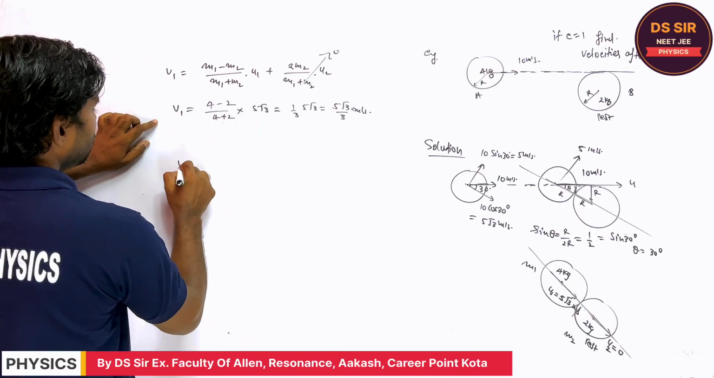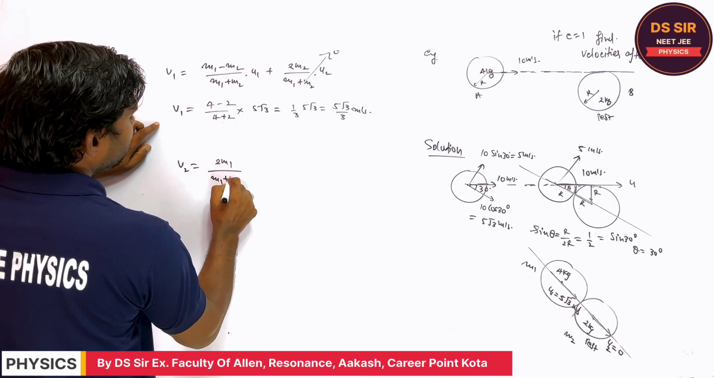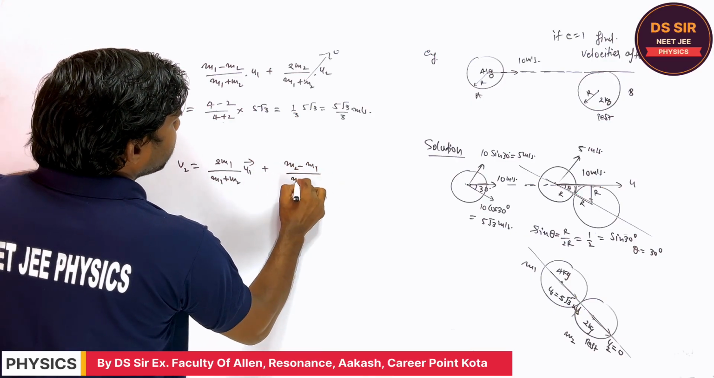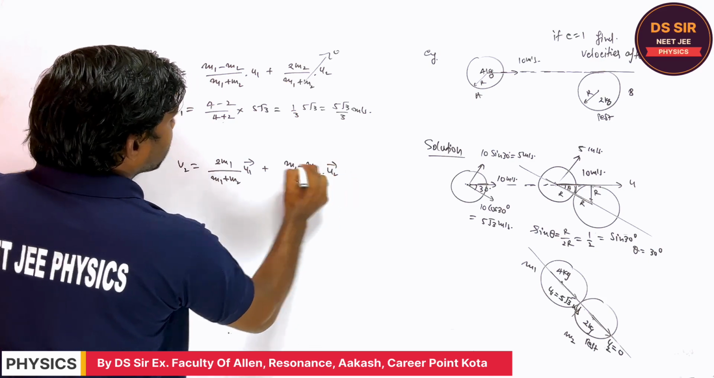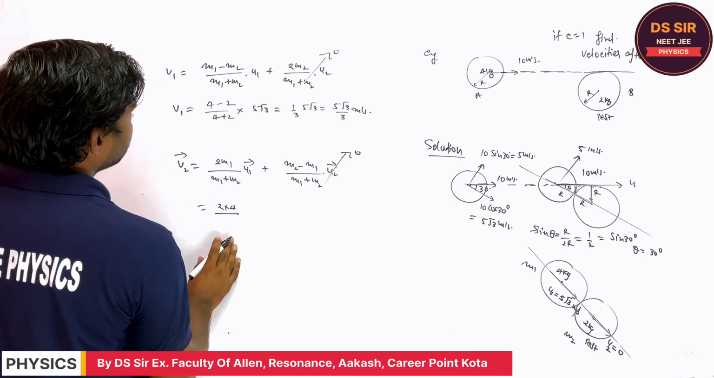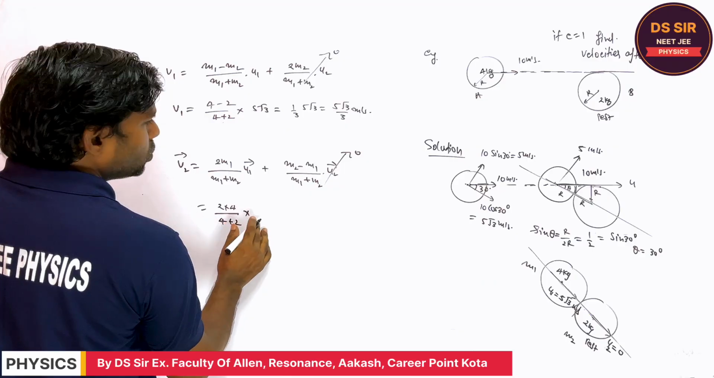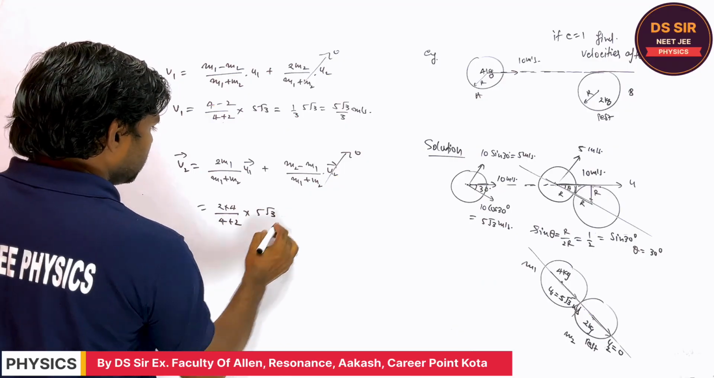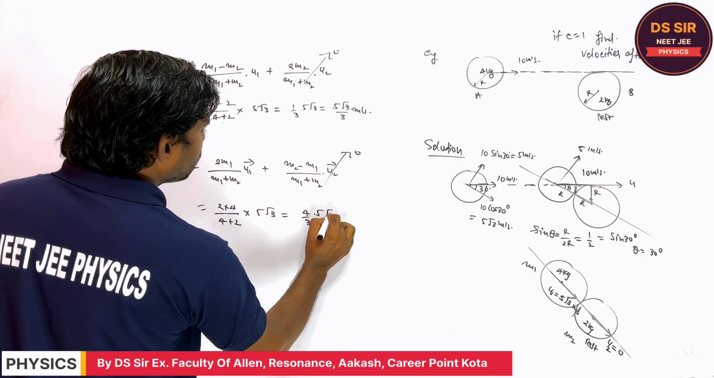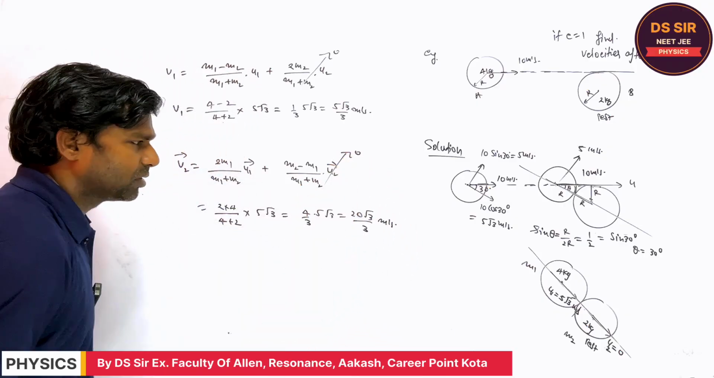And what about the v2? The v2 is what? It is equal to 2m1 upon (m1 plus m2) u1 vector plus (m2 minus m1) upon (m1 plus m2) into u2 vector, but u2 vector is 0, so 2 into 4 divided by 4 plus 2 into u1 is 5 root 3. So this is 8 upon 6, that is 4 upon 3, 5 root 3, it is 20 root 3 upon 3 meter per second. Are you getting or not?